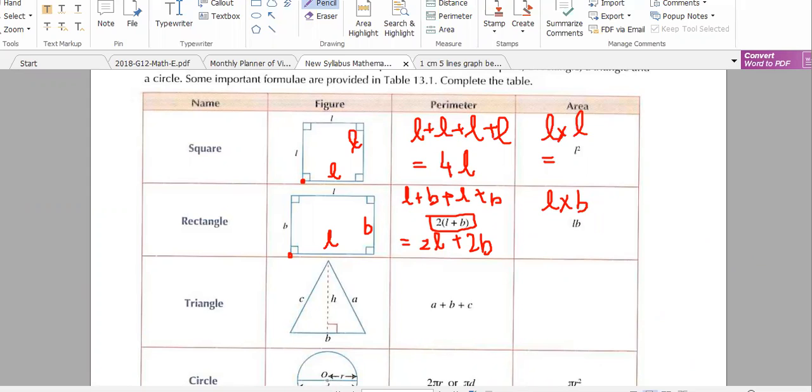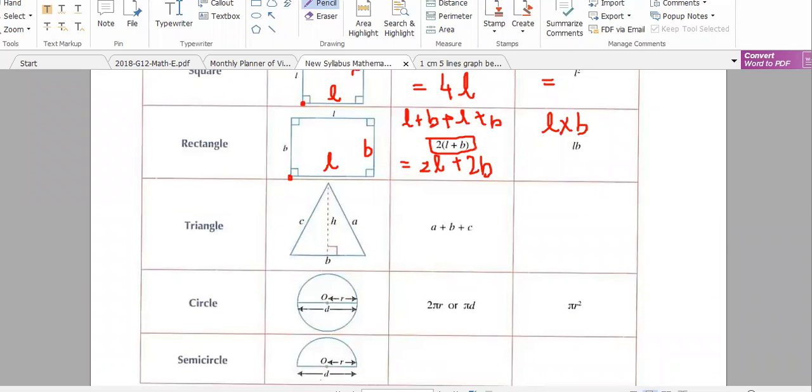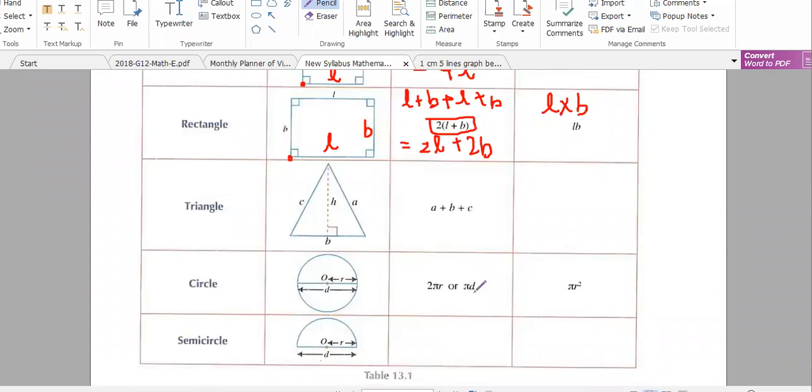All right, the next shape is the triangle. A triangle is a three-sided figure. So you can see that the three sides are A, B, and C. So the perimeter will be A plus B plus C.